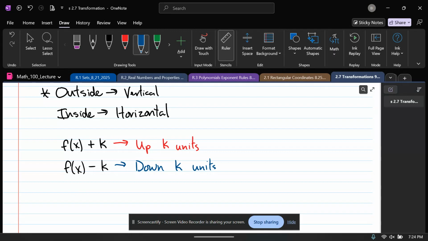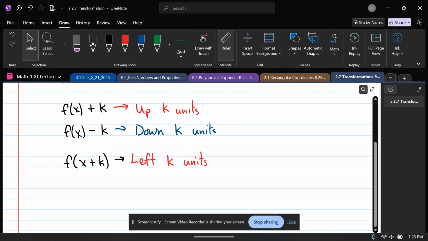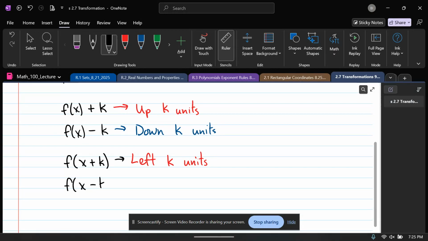The next one, if I add on the inside, that's going to move me left k units. If I subtract on the inside, that's going to move me right k units.